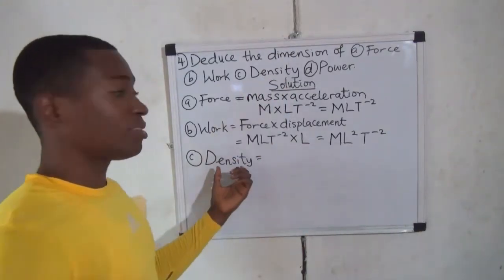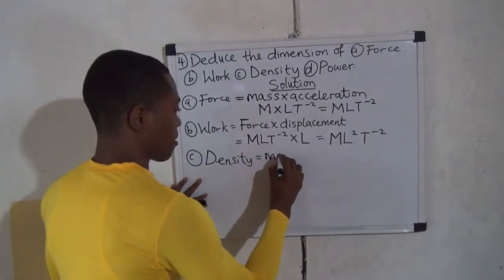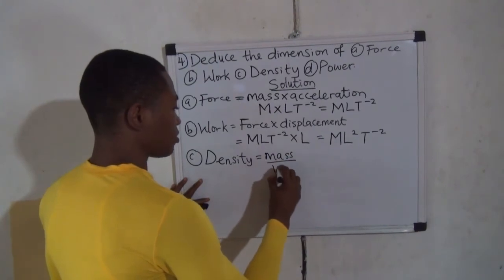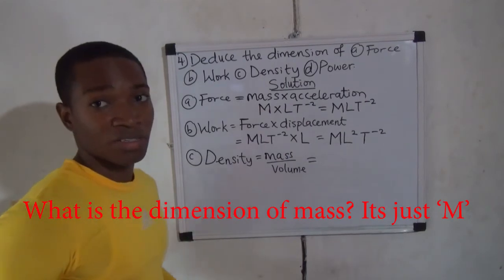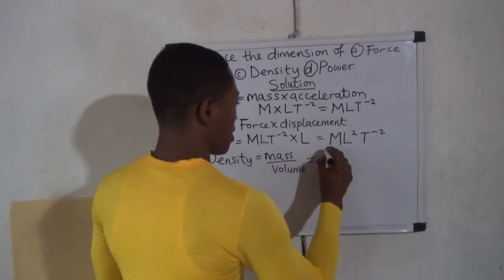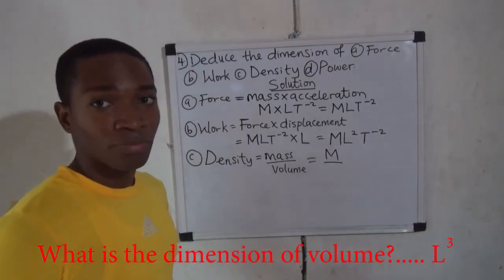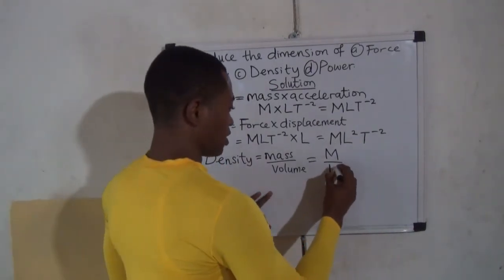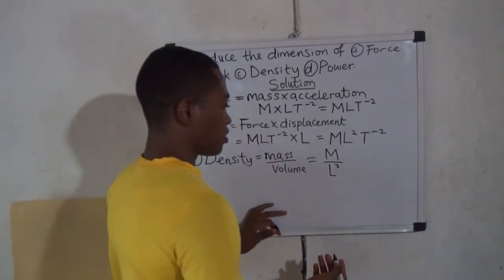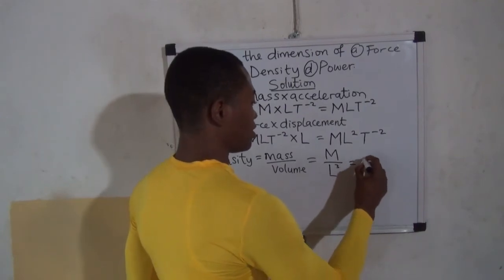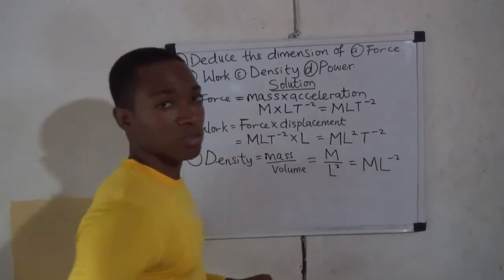The next one is density. What's the formula for density? Density is mass per unit volume. That is mass divided by volume. What is the dimension of mass? Just M, the capital letter M. What is the dimension of volume? L raised to the power of 3, that is length raised to the power of 3. From this, you can just combine it to get M L raised to the power of minus 3.